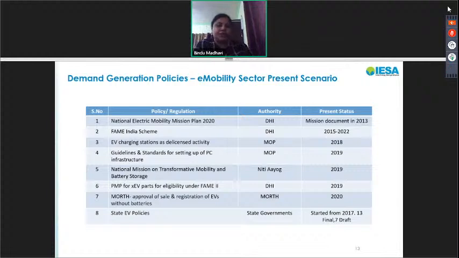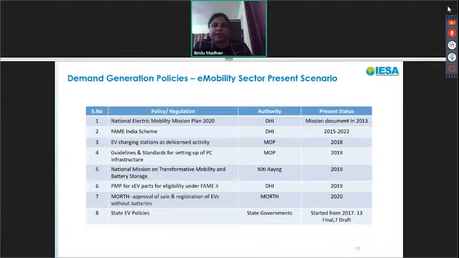Because EV charging is not any kind of generation, distribution, or transmission, the Ministry of Power has decided to treat EV charging as a de-licensed activity. So whoever the opportunity belongs to, they don't have to do the entire work of licensing and going through the clearances. When they have all the permissions in place, they can simply start these charging stations. So that is also one huge opportunity out there.